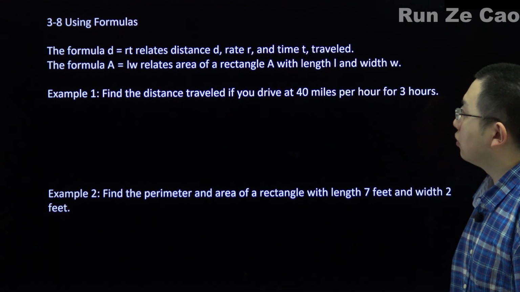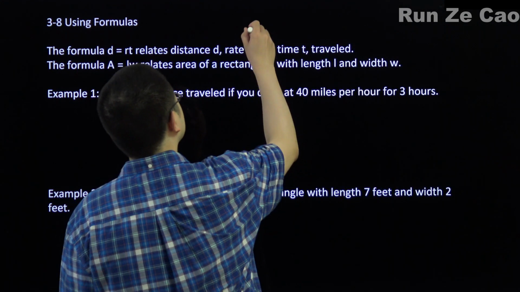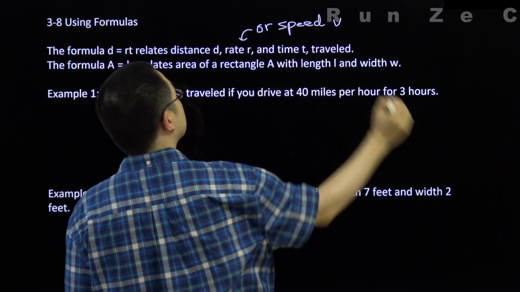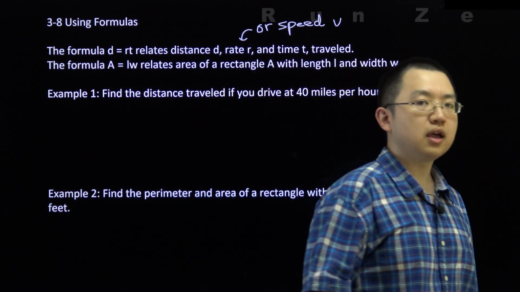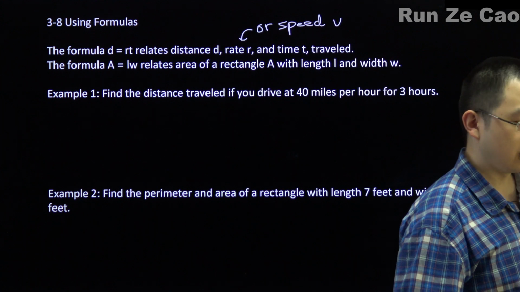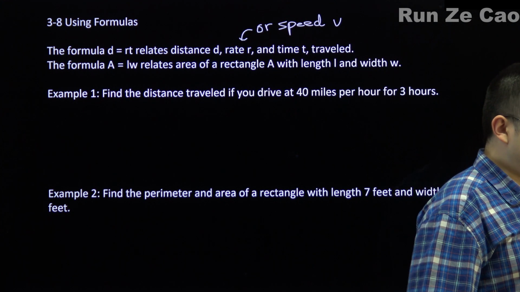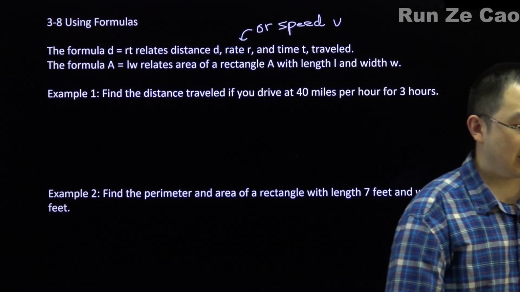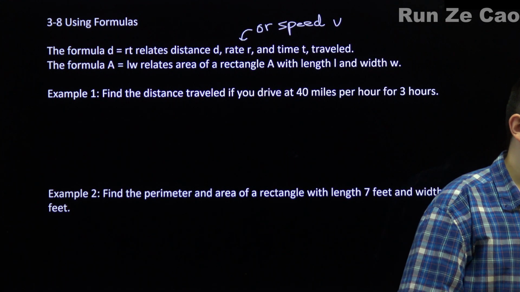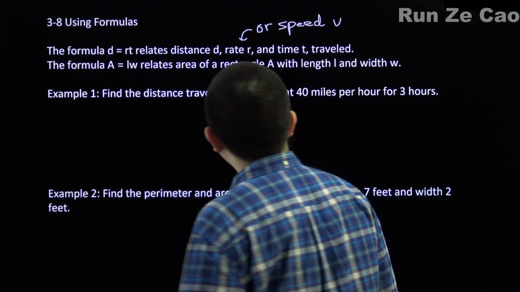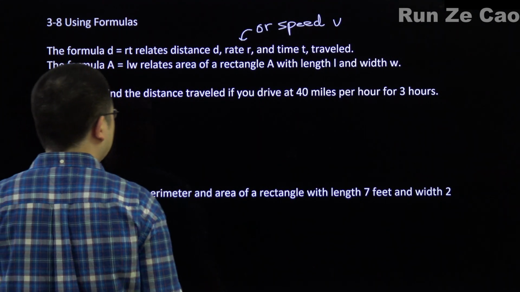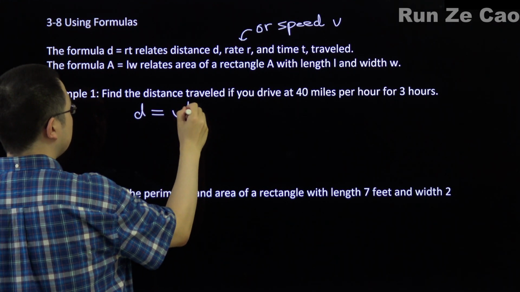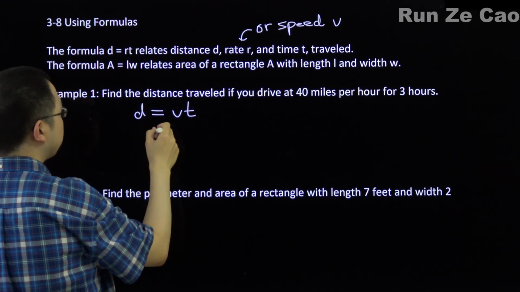So distance is equal to speed times time, or speed v. Velocity is speed with a direction, so v with a vector arrow on top. Now the formula area equals length times width relates the area of a rectangle A with the length L and width W. Let's say someone drives at 40 miles per hour for 3 hours. Well, distance is equal to, I'm used to vt, but do whatever you have to.